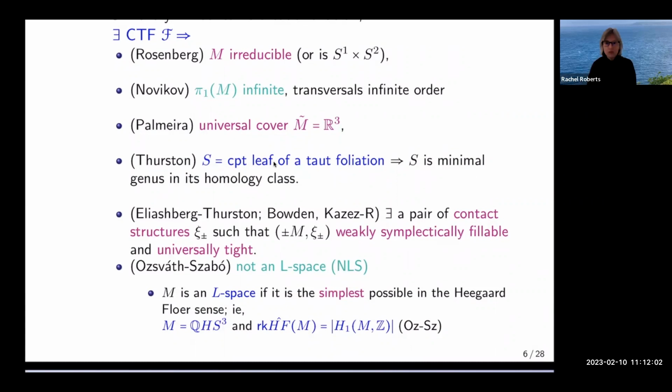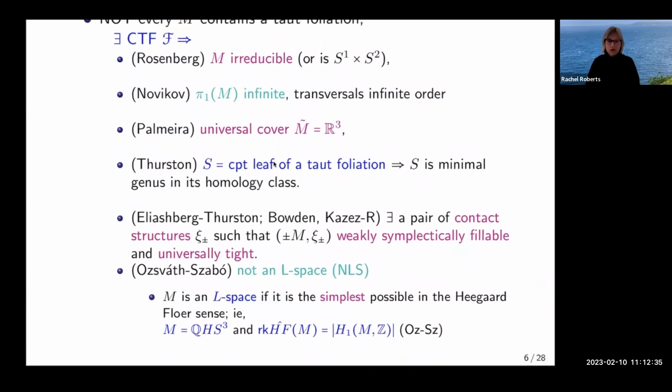Eliashberg and Thurston proved that there's a pair of contact structures which are weakly symplectically fillable, with the condition that the foliation is C2, so the foliation atlas can be chosen to be C2. Then independently, Bowden and Gazez and I showed that you could throw away that constraint. You need the tangent plane field nice enough, so C0, but as long as you do, you're fine.